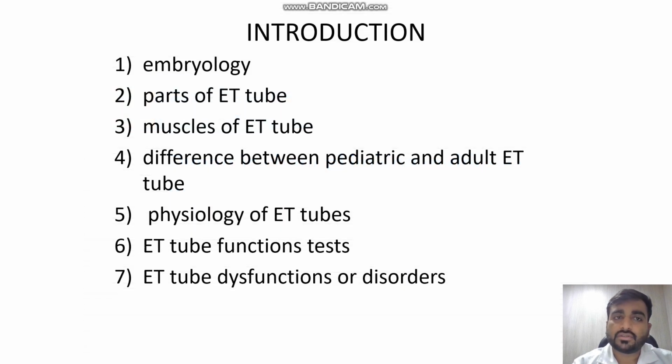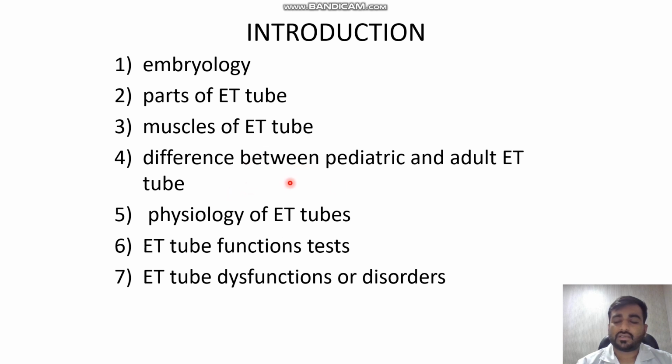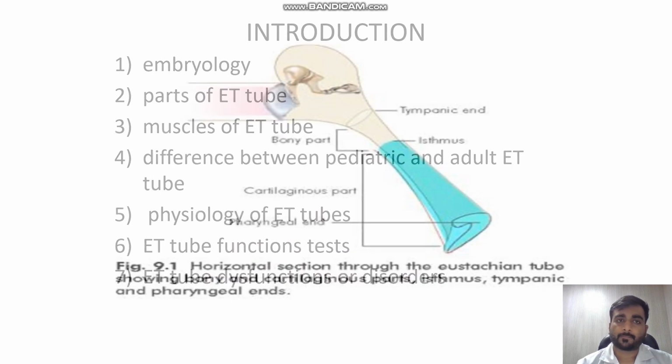We are discussing these points: Eustachian tube anatomy, embryology of the Eustachian tube, parts of the Eustachian tube, muscles of the Eustachian tube, the difference between the pediatric and adult Eustachian tube, physiology of the Eustachian tube, Eustachian tube function test, and Eustachian tube dysfunction or disorder.